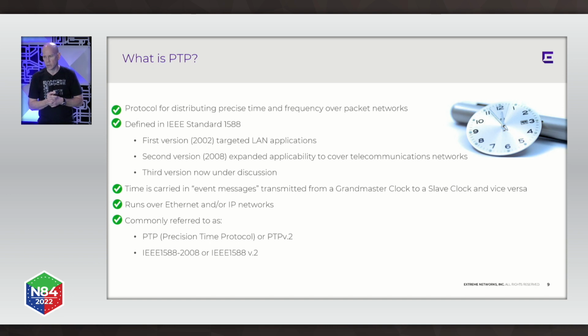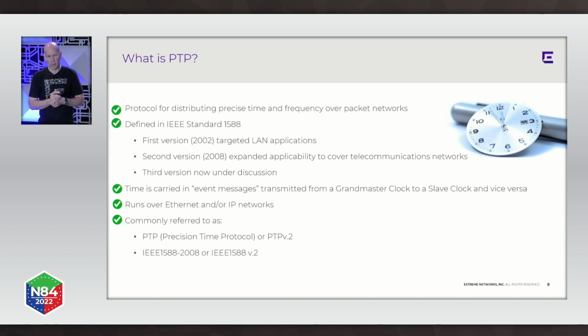The first version was released back in 2002, which targeted LAN applications. The second version was released in 2008, which brought the telecom networks into the picture. And there is a third version under discussion, as we heard in the previous presentation as well. In a nutshell, with PTP, time is carried in event messages, and these event messages are transmitted from the grandmaster clock to the slave clocks. We heard about the PTP hierarchy in the previous presentation as well.